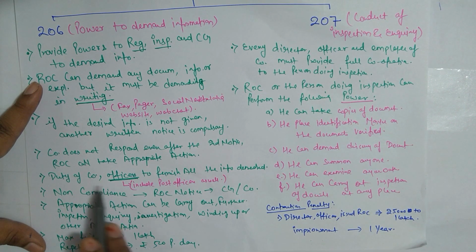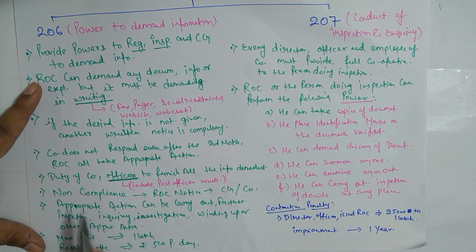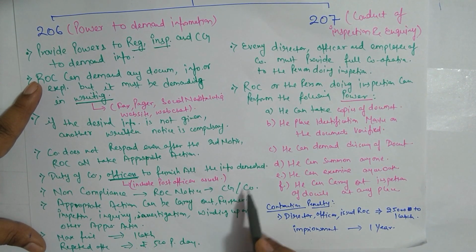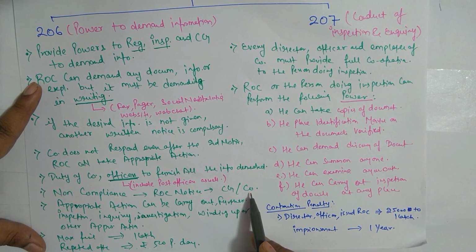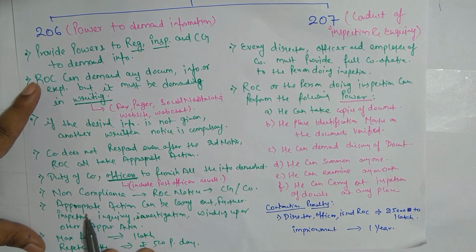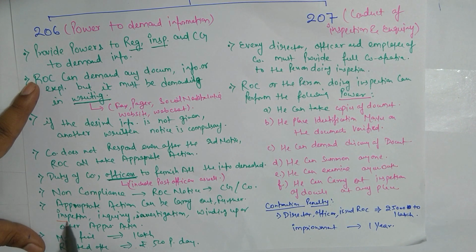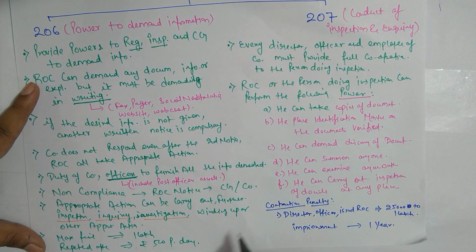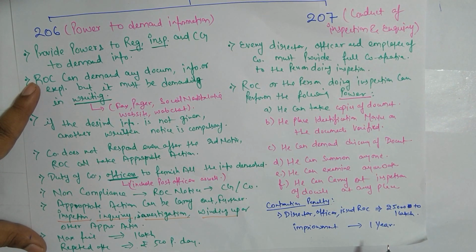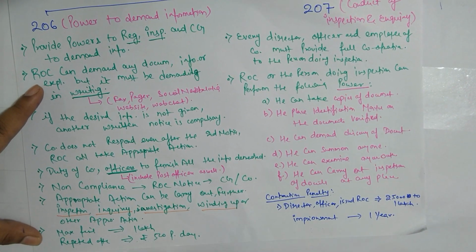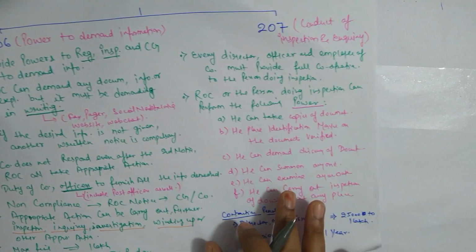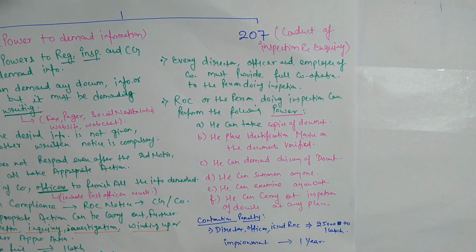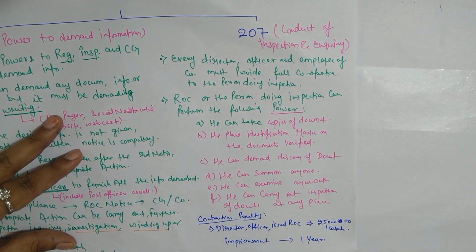If you are doing such non-compliance of law, the ROC notifies the non-compliance to the CG and the company also, and after that appropriate action is taken. Your inspection, inquiry and investigation procedure may take place, or maybe the winding up process also takes place. Fine. And the fine will be maximum 1 lakh rupees, and if it is a repeated offense, the fine will be 500 per day.